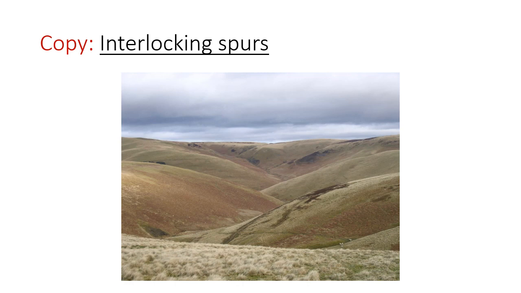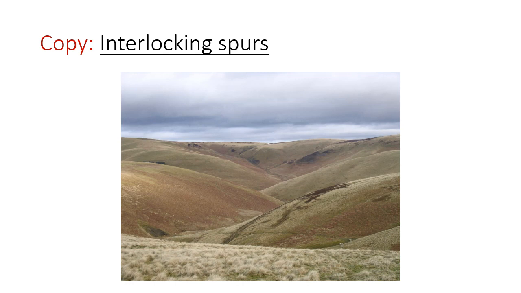So what is an interlocking spur? Well, you can see them in front of you there. These are ridges of land. A spur is a ridge of land sticking out from the land around it. Why are these interlocking? Well, think of it like a zip. Each of these spurs sits one after the other, each facing different directions.